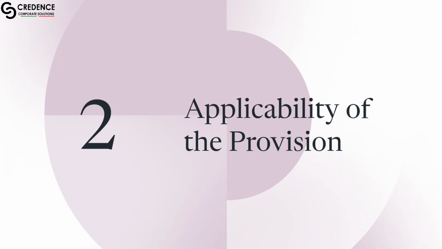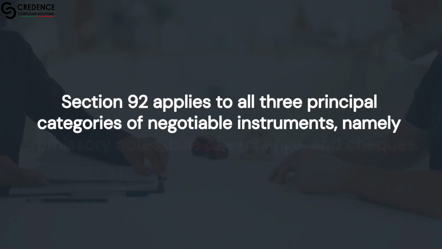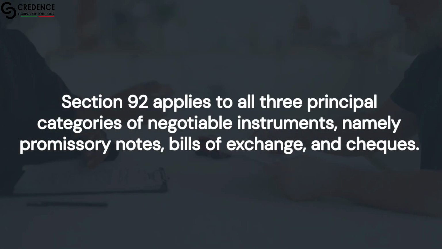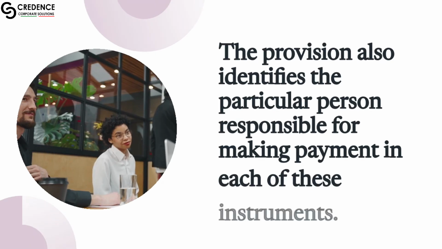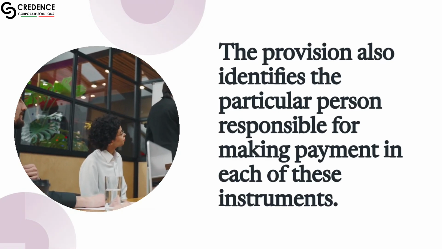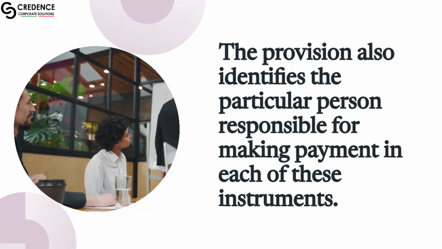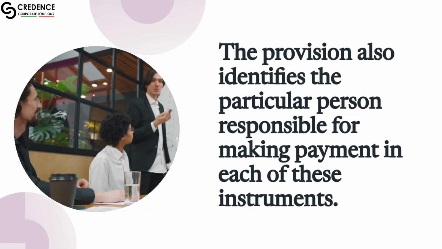2. Applicability of the provision. Section 92 applies to all three principal categories of negotiable instruments, namely promissory notes, bills of exchange, and cheques. The provision also identifies the particular person responsible for making payment in each of these instruments.